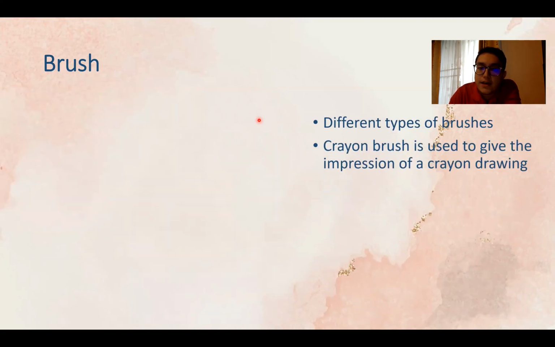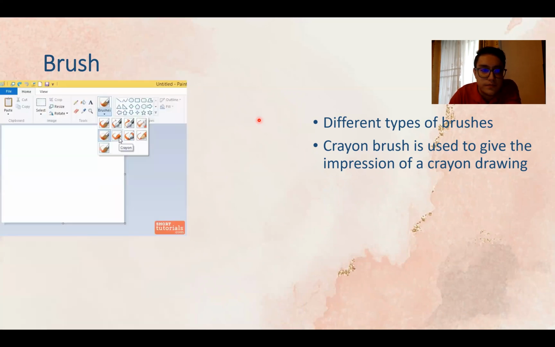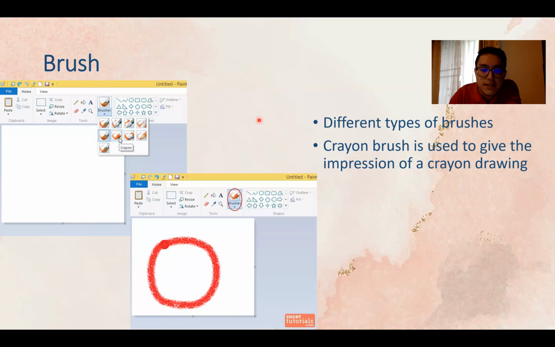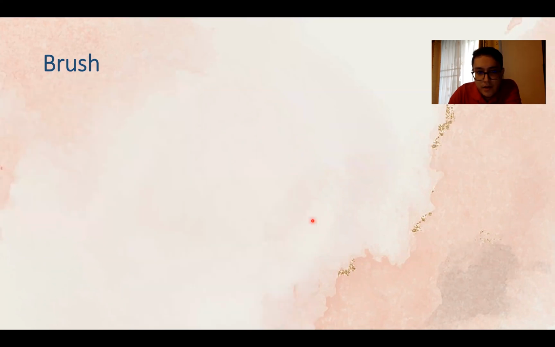Next, we have the Crayon Brush. It's used to give the impression of a crayon drawing. This is the crayon brush. This is how it looks. Okay, so it's 1, 2, 3, 4, 5, 6. On the 6th brush, you can choose the crayon brush to use it and practice.